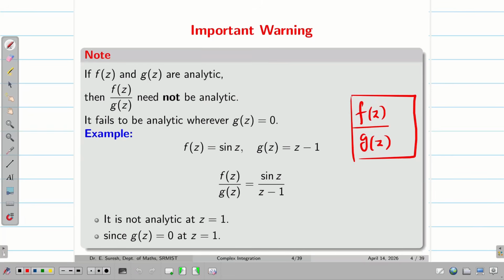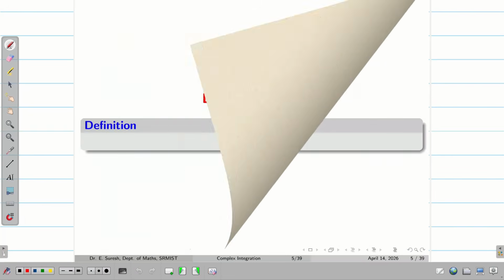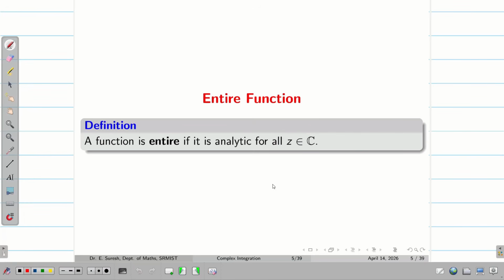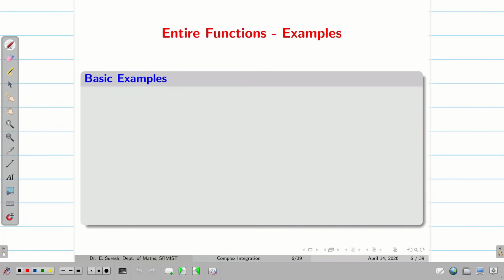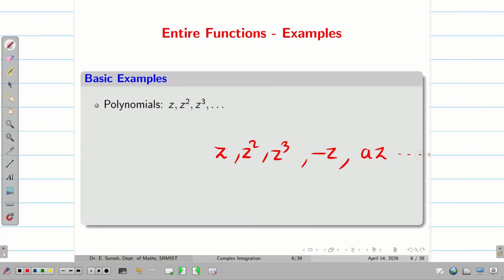Next, we are going to deal with the concept of entire function. What is an entire function? A function is entire if it is analytic for all z values in the whole complex plane. Let us see some examples. All the polynomials are entire functions: z, z square, z cube, minus z, a z. All are analytic everywhere in the complex plane, so they are entire functions.